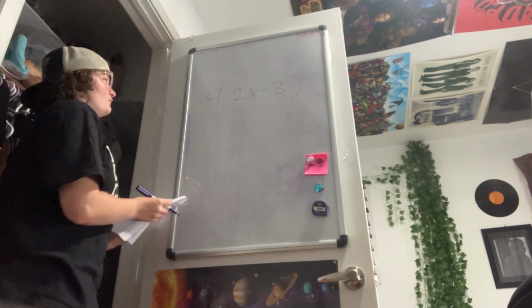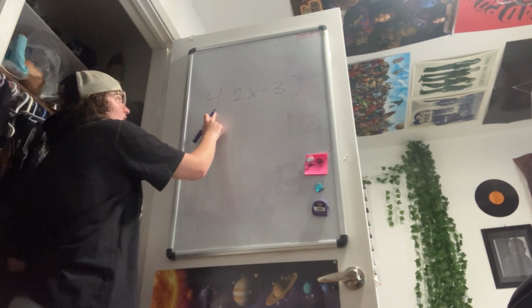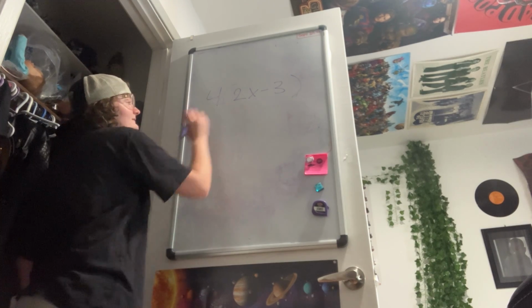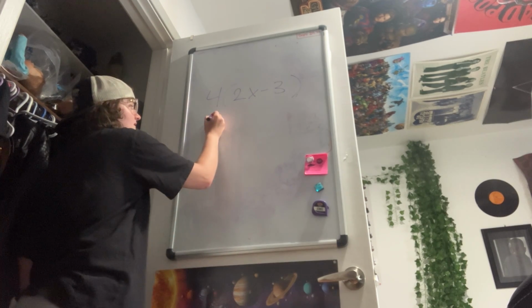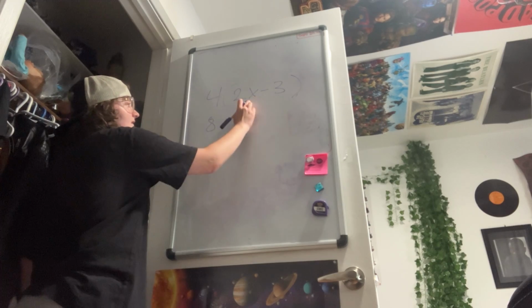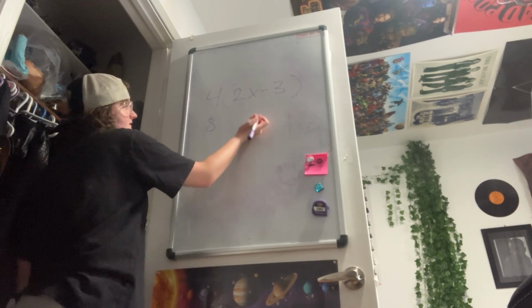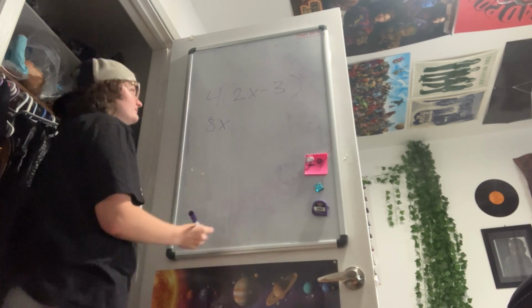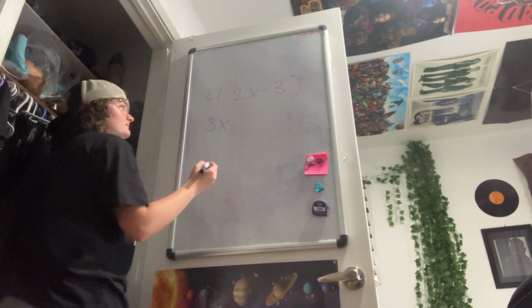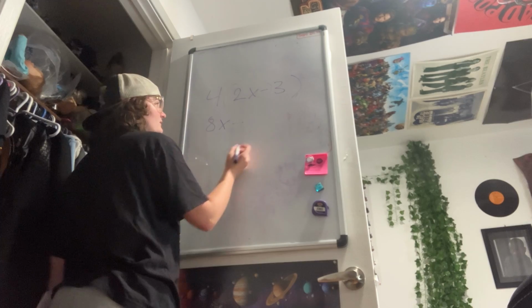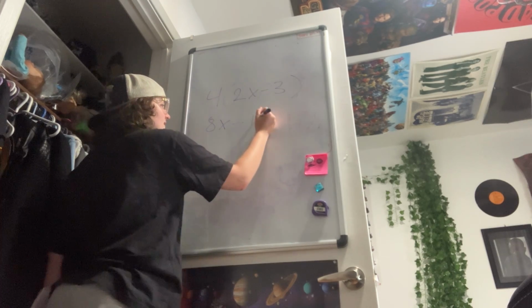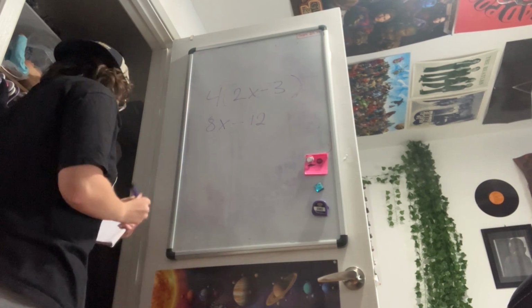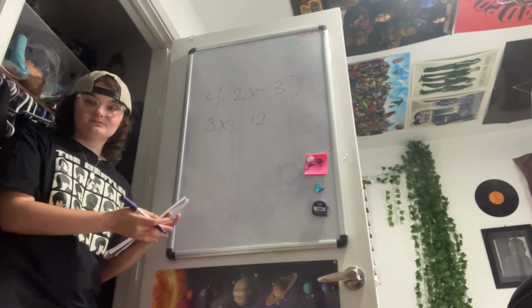Now, we have a 4 on the outside. We're going to take this 4 and times it by the 2. This is going to give us 8. The x is going to come with us because the x can't be times by anything out here, and it has to stay. We're going to keep the sign because we can't just get rid of that negative symbol. 3 times 4 is 12. And that is our final expression.